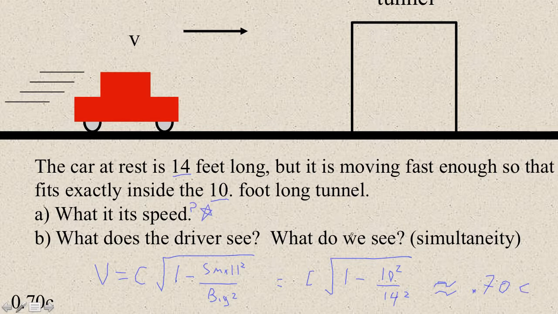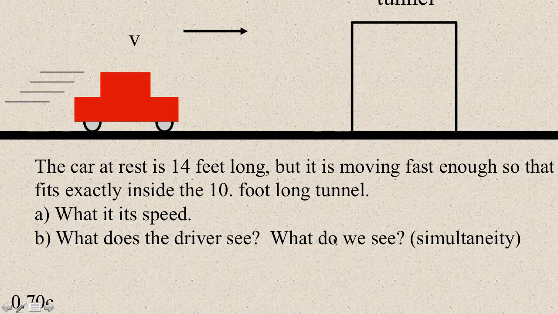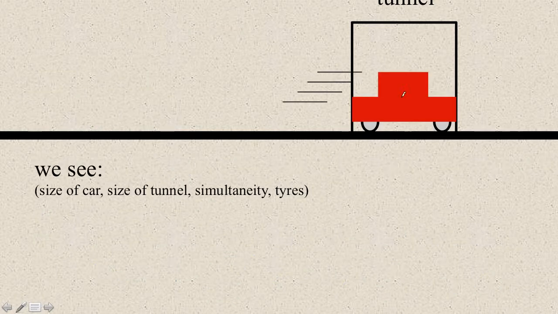Now, what does the driver see? What do we see? Let's talk about what we see. We see the car fitting inside the tunnel. We see two different events. We see the front bumper of the car leaving the tunnel, and we see that happen at exactly the same time that the rear bumper of the car enters the tunnel. The front bumper leaves, the rear bumper enters the tunnel at exactly the same time, right? Notice that we see the tires as not round anymore. They are actually contracted in this length. We see the car as thinner. We see the size of the tunnel as being 10 feet long, and the car is 10 feet long. And those events are simultaneous.